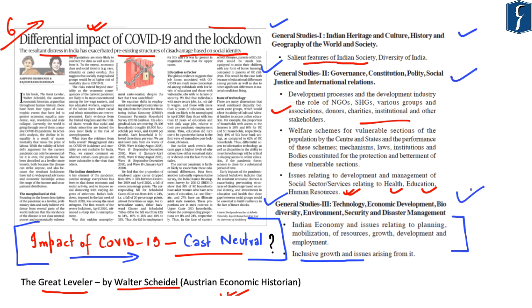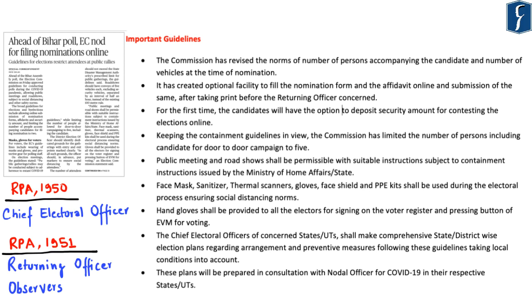With this, let's move on to our next news for discussion. The next news to be discussed appears on page number 1. It says, ahead of Bihar poll, Election Commission not for filing nominations online. Guidelines for elections restrict attendees at public rallies. So these are some of the important guidelines from the Election Commission for the upcoming Bihar elections as well as by-elections. As per the guidelines, the Election Commission of India has revised the norms on the number of persons who will accompany the candidate and also the number of vehicles at the time of nomination.